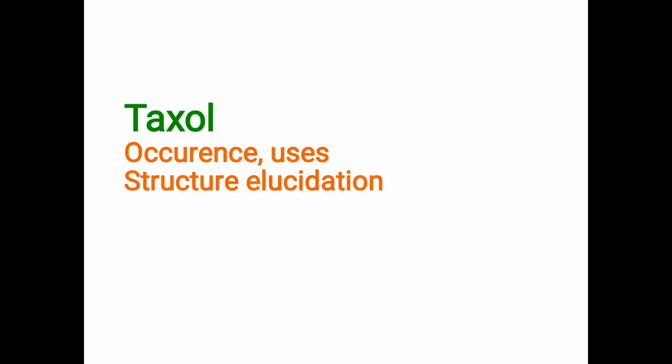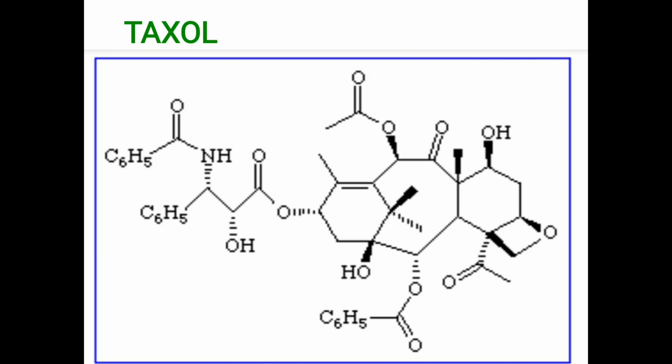You are learning about Taxol. In this class, you are learning about Taxol occurrence, Taxol uses, and structural elucidation of Taxol. Taxol occurrence and uses. Taxol is isolated from the bark and stem of Taxus brevifolia.